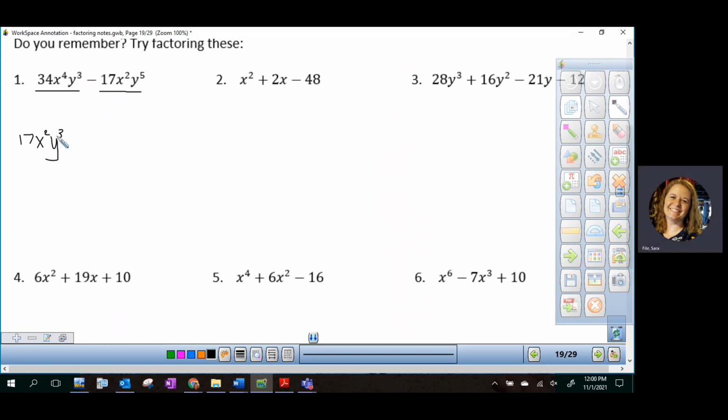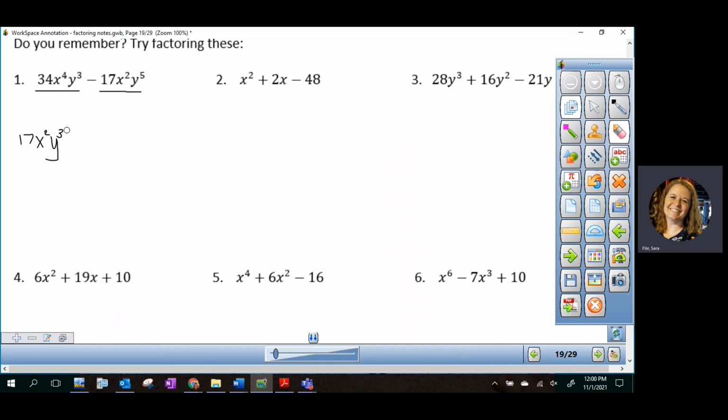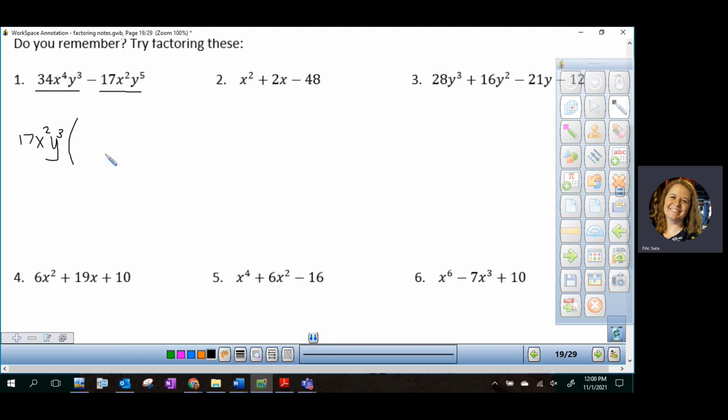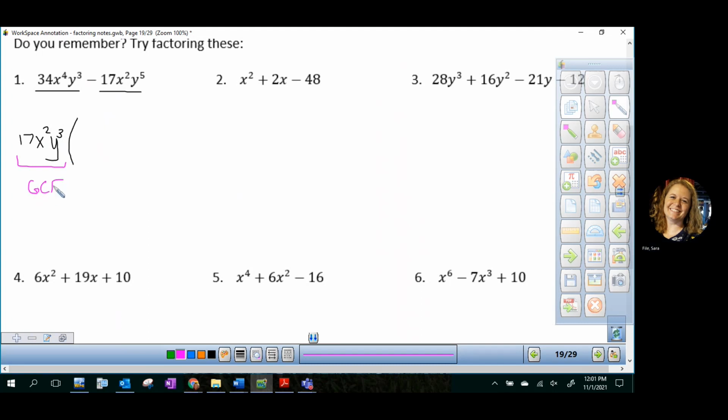All right, my pen is not working, so I'm trying to write this with my mouse. Try and be as neat as I can. Okay, so that's the GCF. And that goes outside a set of parentheses, and then inside is what's left. Okay, so that is the actual greatest common factor. Okay, and then we're going to put here what's left.